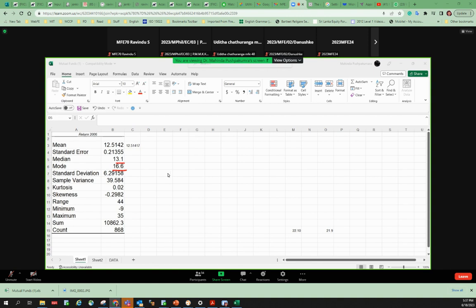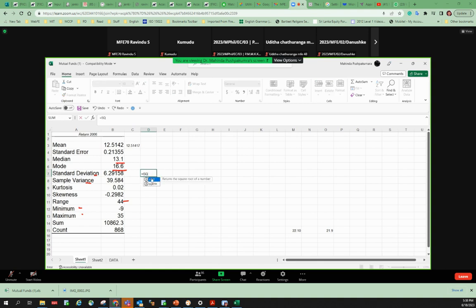Okay, then we can move to measures of variation. That means sample variance, standard deviation, minimum, maximum, and range. Then here you can see standard deviation is equal to square root of sample variance. Then the standard deviation is 6.2, which is not a very large value.